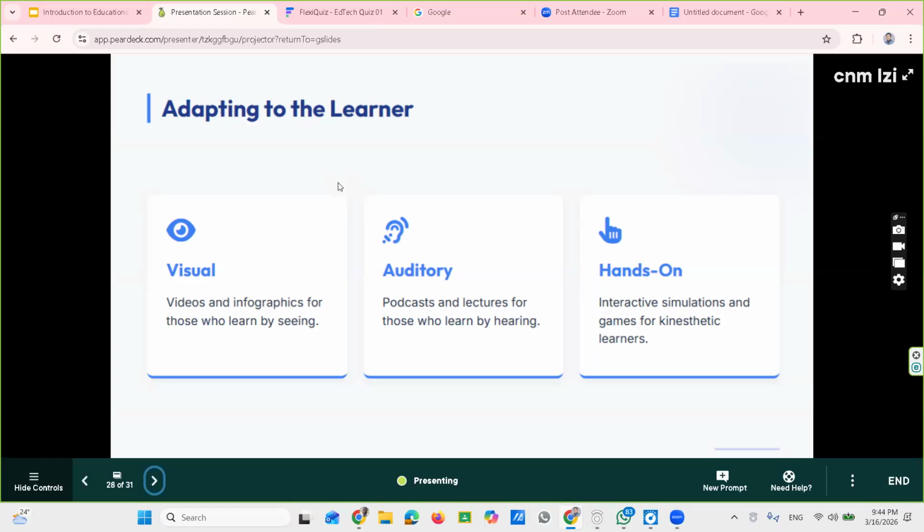Then hands-on, another way of communicating or interacting with your students: interactive simulations and games for kinetic learners. Later we'll discuss that part also. I'm introducing some simulation websites, and some kinds of games are available. They can learn by playing these games, which is educationally important. These are the three main topics under adapting to learners.